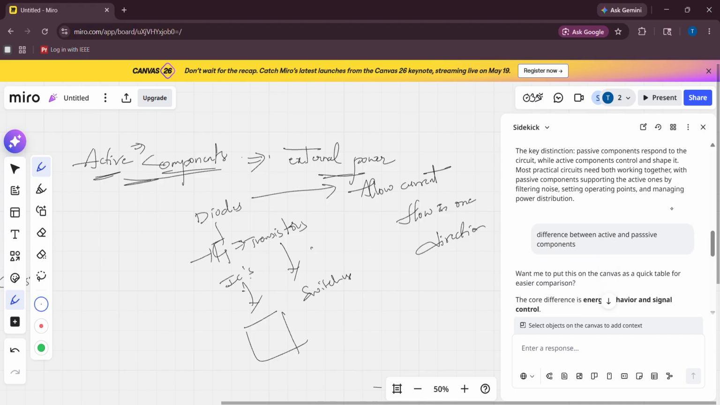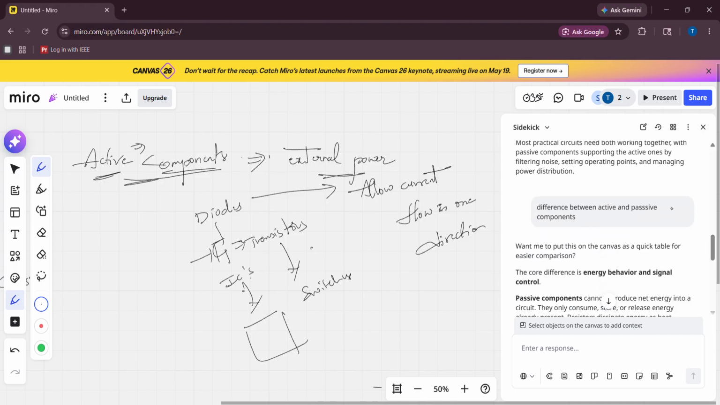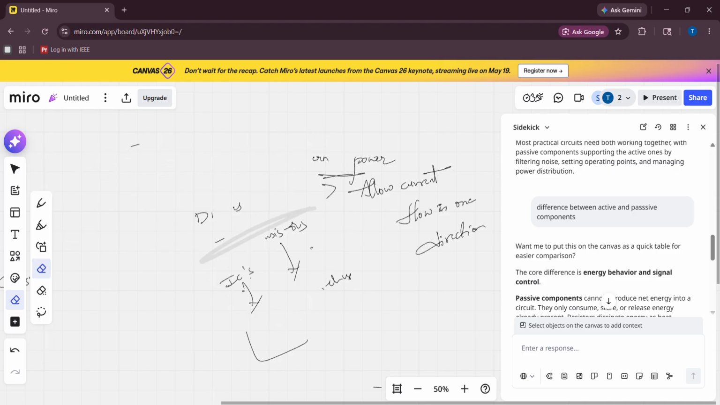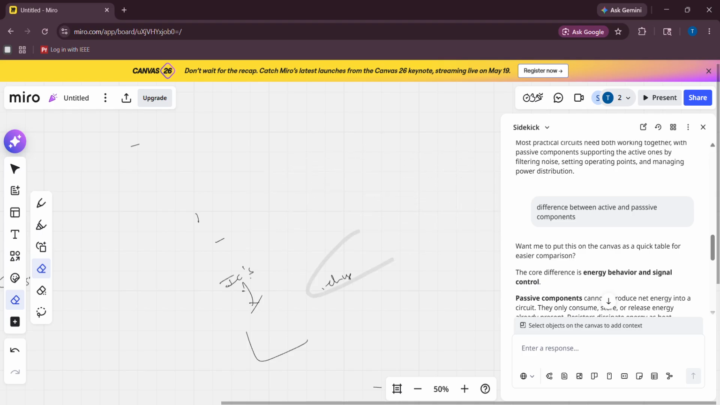Okay, so next I have asked another question to the AI. What will it give? The difference between active and passive components. How do we differentiate between these active and passive components? How are they going to differ? Let's see.